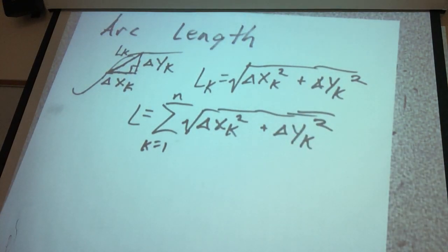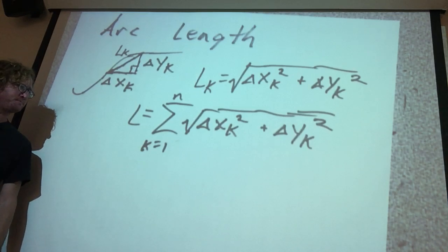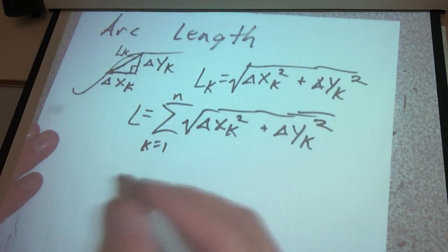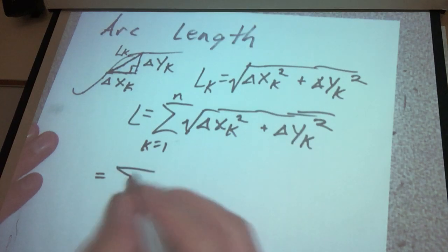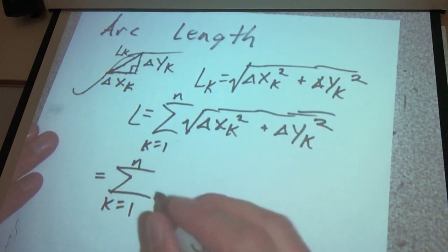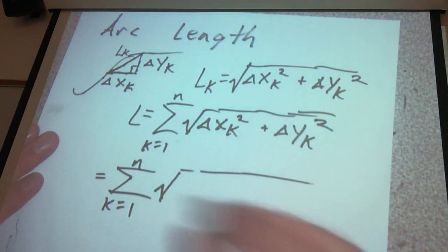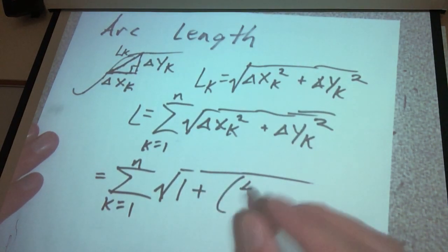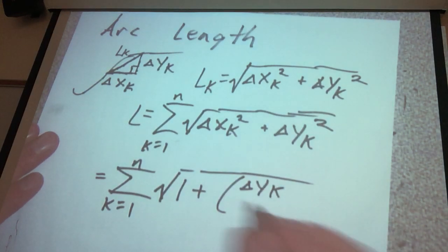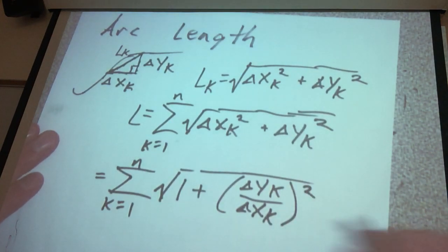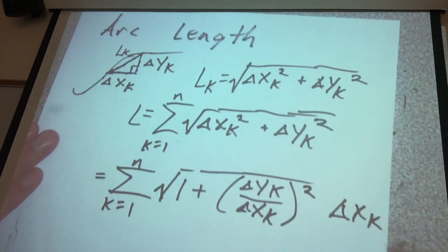Okay, and now if we manipulate this problem a little bit, we could factor out a delta x sub k, and this would equal the sum, k equals 1 to n of the square root. Okay, now this is going to become 1 plus, I'll write it like this, let's say, delta y sub k divided by delta x sub k, both of these squared, and now on the outside of the square root, we would have a delta x sub k.